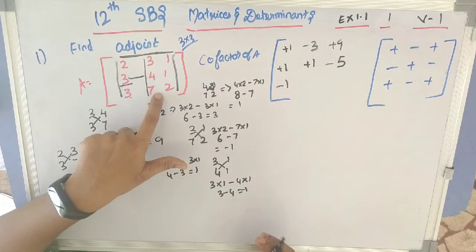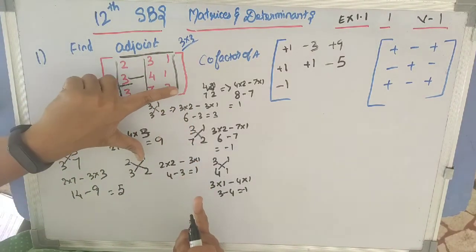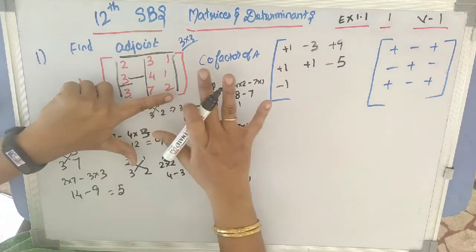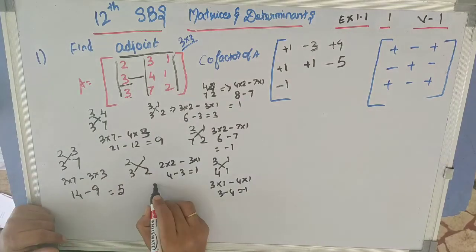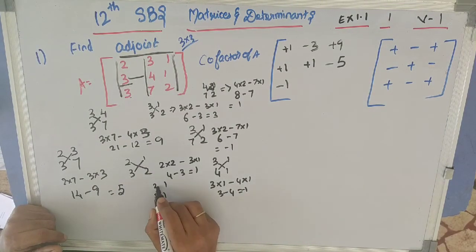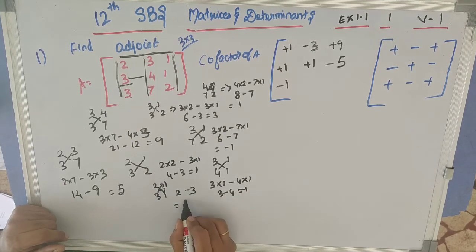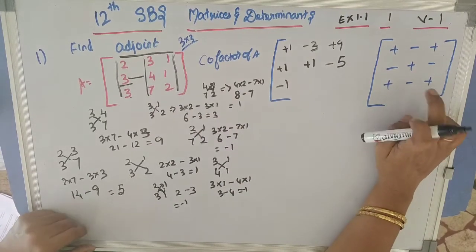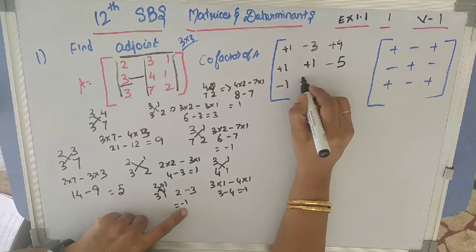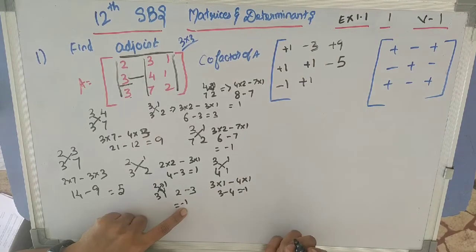Now we have to find the cofactor for 7. Where is 7? It is in row 3 and column 2. On eliminating the numbers, we get 2 and 1, 3, 1. On cross multiplication, 2 into 1 minus 3 into 1, that is 2 minus 3, which is minus 1. The sign convention for that place is already minus. So minus of minus 1 is plus 1.